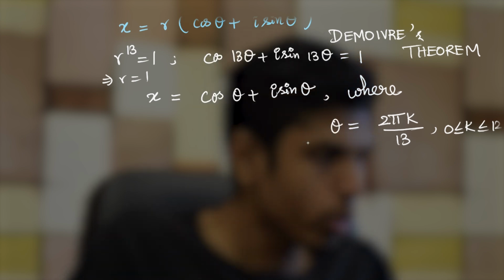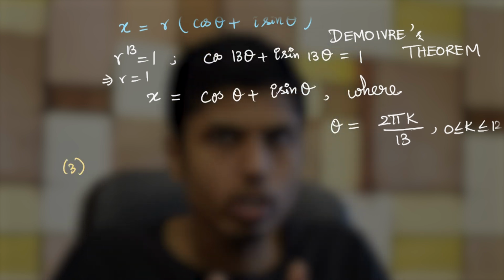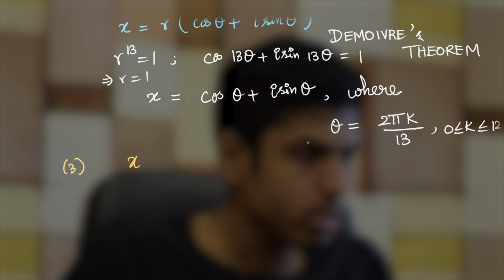Let's come to the third polynomial, because we have to avoid the roots of this polynomial, which is x^6 minus 1 equal to 0.